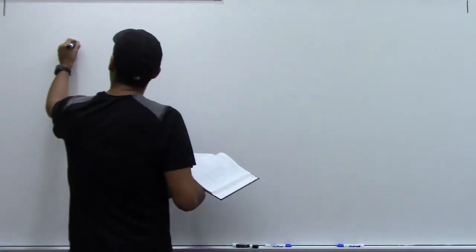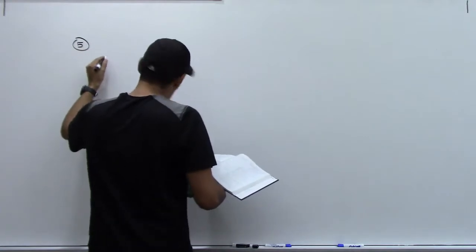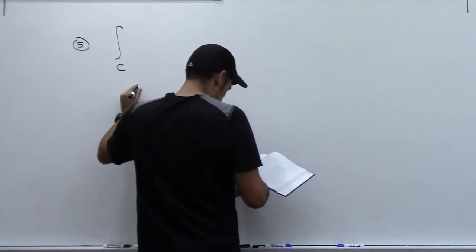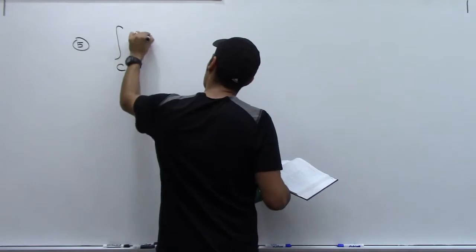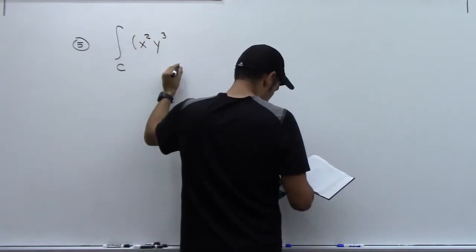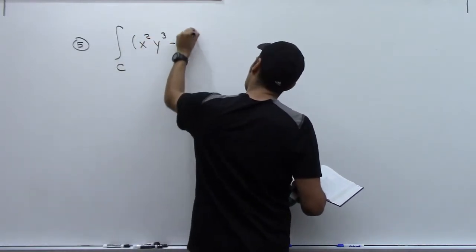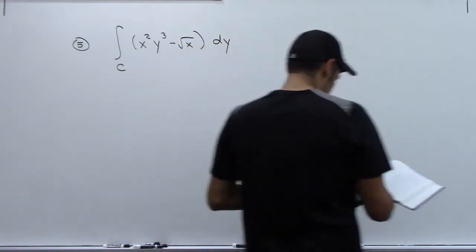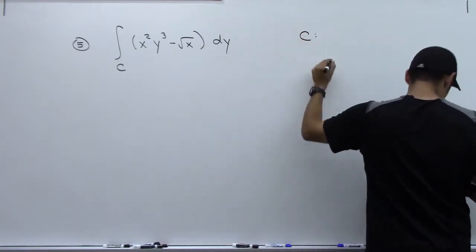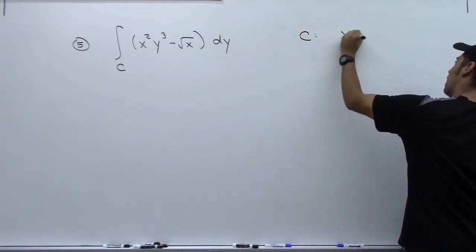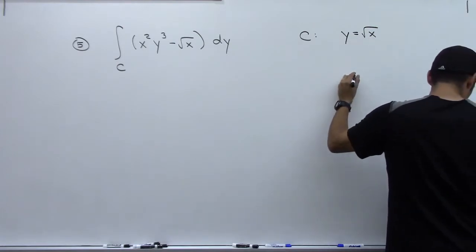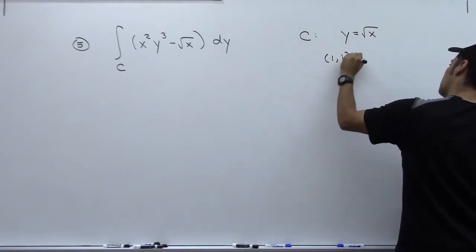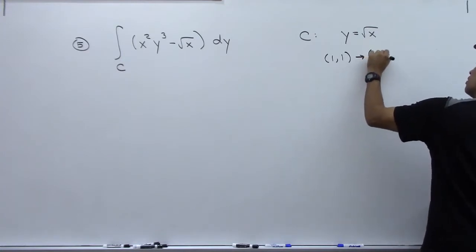Yeah, I'll do 5. Why not? So for 5, we have a line integral over C. Here's our scalar function, x squared y cubed minus root x, dy. Okay, that's a little different. Then C is the curve y equals root x, from the point (1, 1) to the point (4, 2).